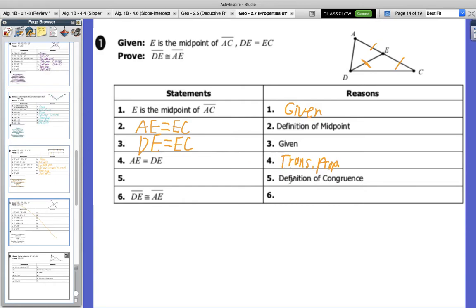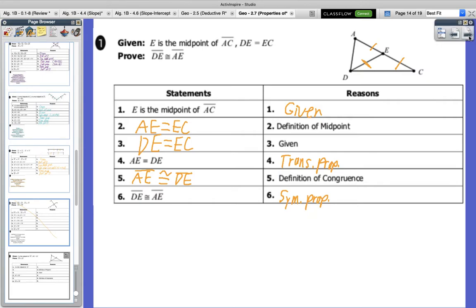So now we're going to have definition of congruence. Well, definition of congruence is saying if two measures are equal, then the things are congruent, or vice versa. So these two measures are equal, so we have to be saying that segment AE is congruent to segment DE. And then in step 6, we have the same thing, but we flipped it around. So that's our symmetric property of congruence. So it would be the symmetric property.